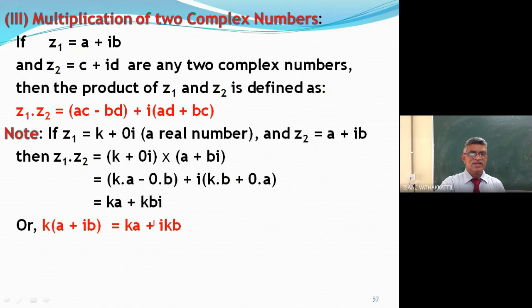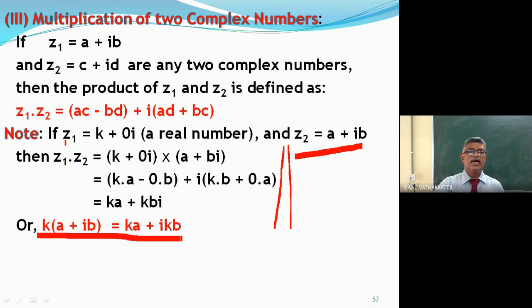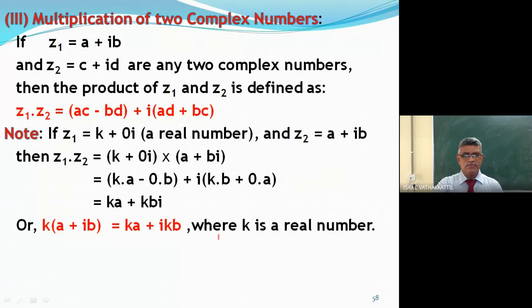Or simply, you can remember all this. This we can ignore. Directly you can say Z2 multiplied with K, that is K into A plus iB, what is that? KA plus i into KB. We could define it separately like this, but we know multiplication of two complex numbers is already defined. I thought, why define it separately? But it is obvious that K into A plus iB is KA plus i into KB, where K is a real number.